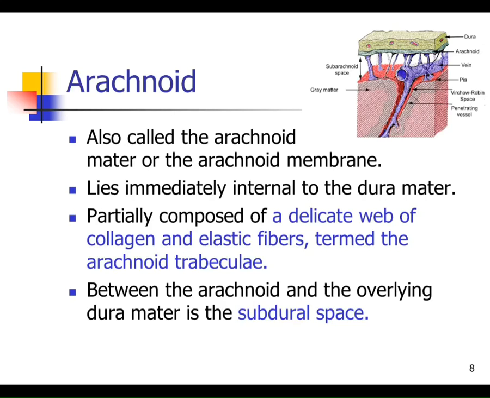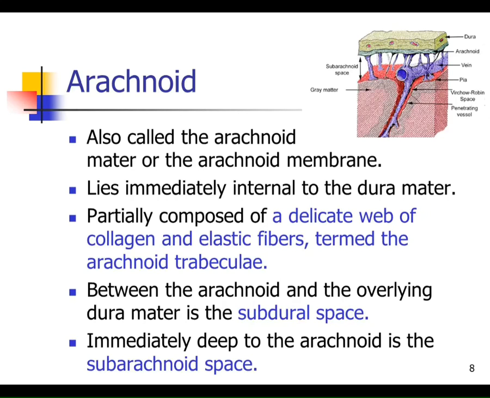Just below that, right, between the arachnoid and the dura, there is that subdural space. We labeled that with the spinal cord as well. And then below the arachnoid is the subarachnoid space. Now remind me, what is in that subarachnoid space? That's where the CSF is, right? So underneath it, in that spidery web area, that's where the fluid is.